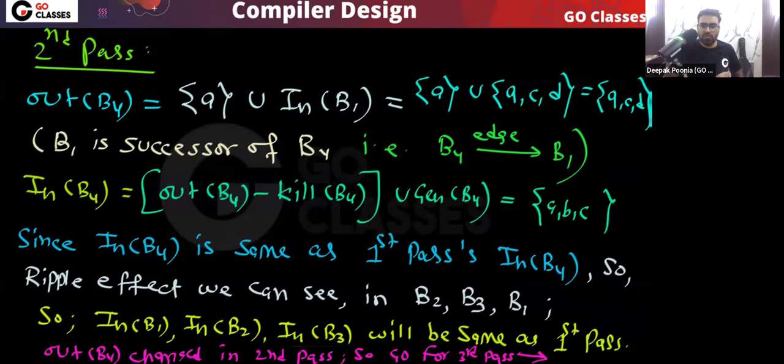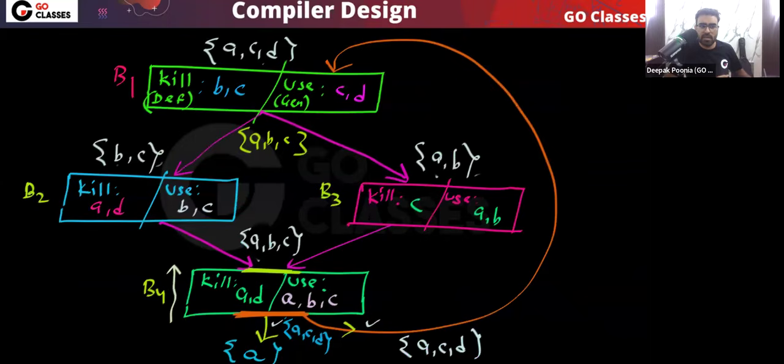Okay, is this clear? Now we will go for the third pass. Is this clear? So you can see on your screen, this is the result of second pass. Okay, now we will go for the third pass. So let's see the third pass. In the third pass, again we will go in the backward direction.